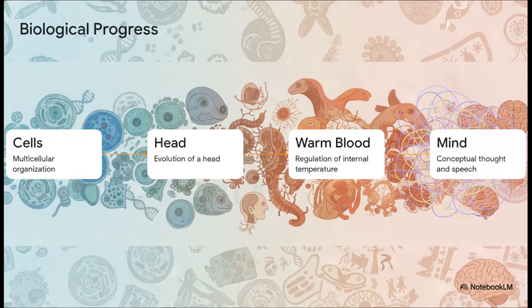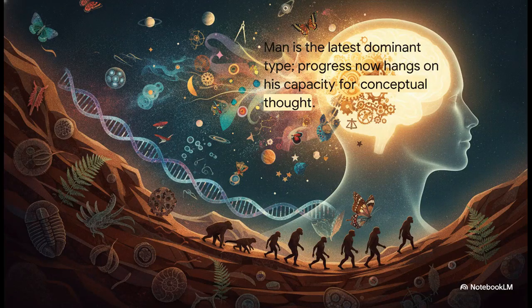You can map out the major necessary steps of this biological progress that paved the way for us. From the very first combination of cells, to the evolution of a head and a centralized brain, to warm-bloodedness, and finally, all the way to conceptual thought and speech. Every single one of these steps provided a massive leap in independence from the outside world. Which brings us to a really profound realization.